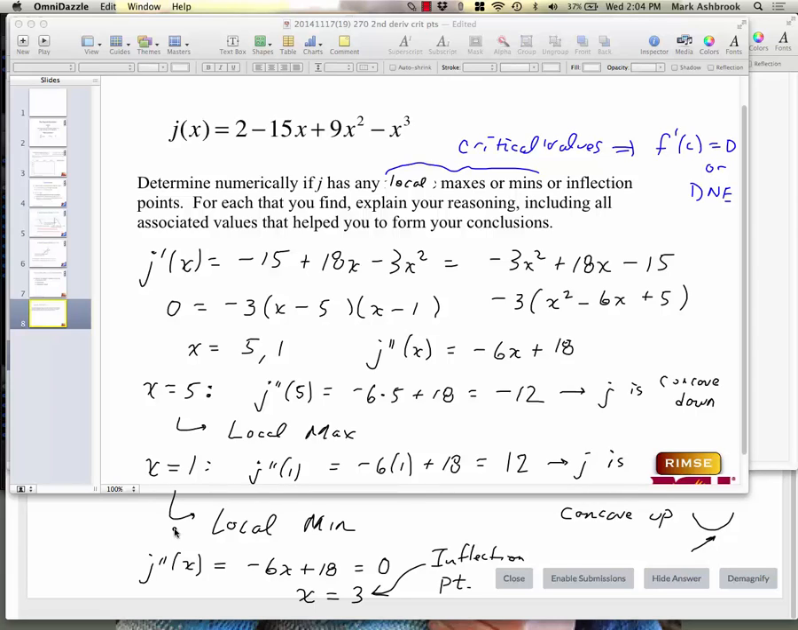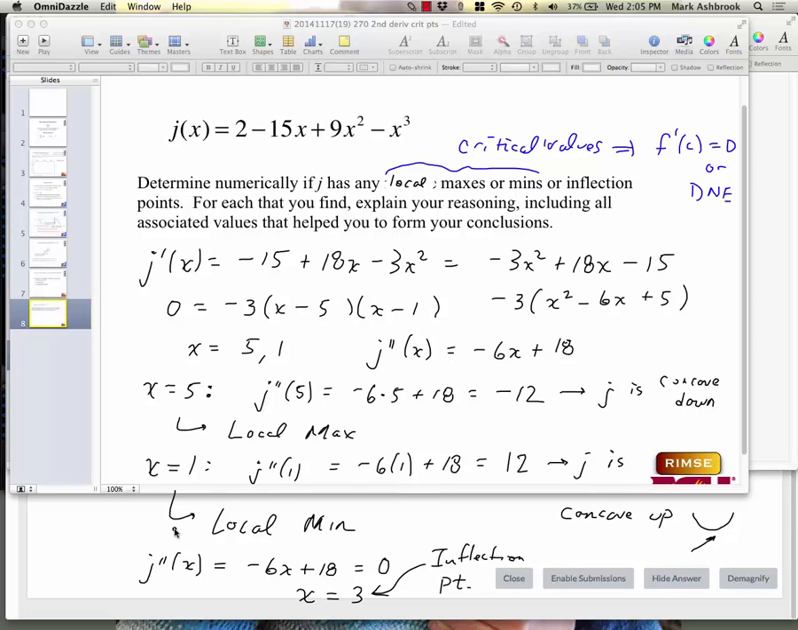Other questions? Yeah? Is the inflection only for the second derivative? If the second derivative is 0, that's when you have an inflection point. Is the first derivative constant then? So what's going on? If you put 3 into the first derivative, what do you get? So at x equals 3, what's the first derivative? Let's figure that out. It's a good question.